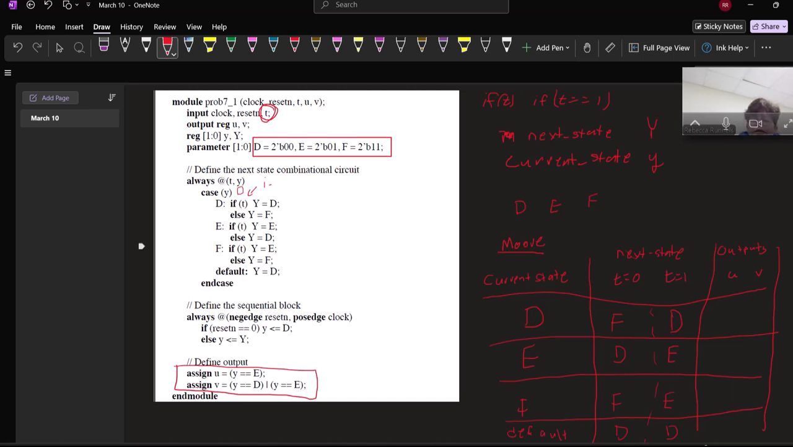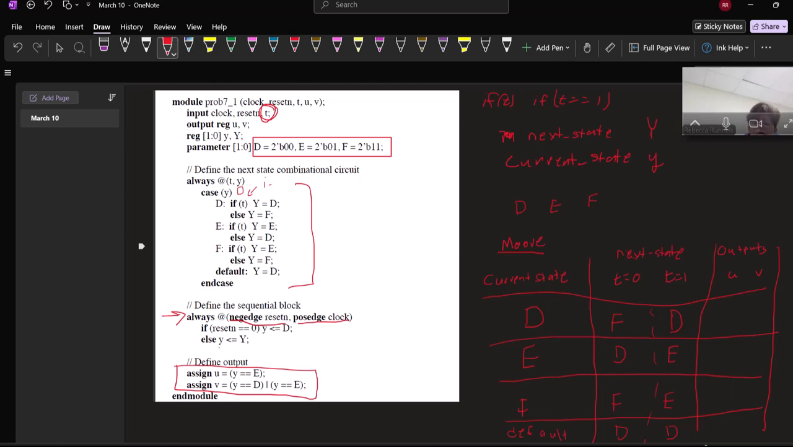Okay, that's telling us what the next state is going to be. But you don't actually go to the next state until you have a clock edge. So at the positive edge of the clock, or at a reset, at the negative edge of reset n. If reset n equals 0, then now we're setting our current state. Our current state is going to be D. Otherwise, you make your current state equal to what you calculated up here.